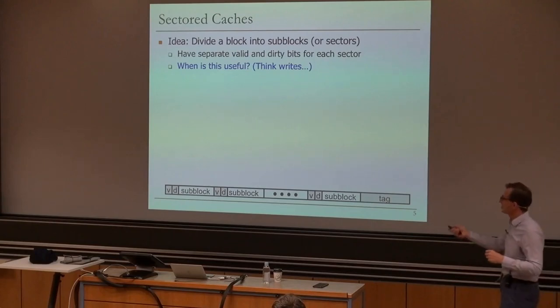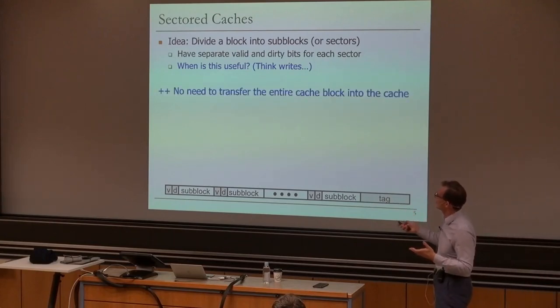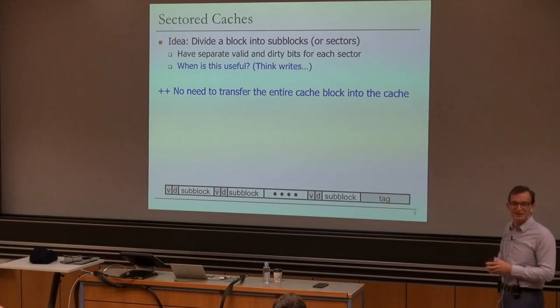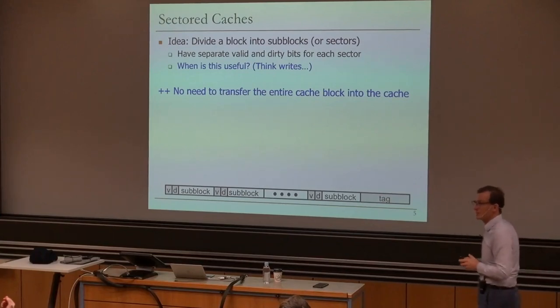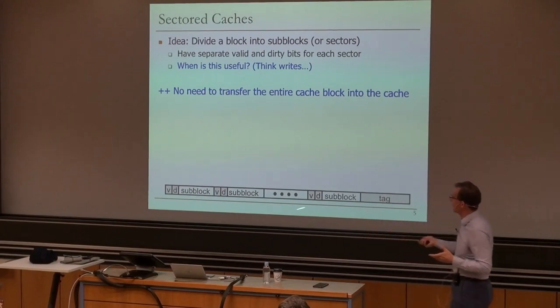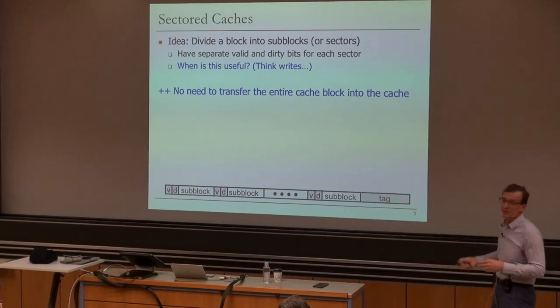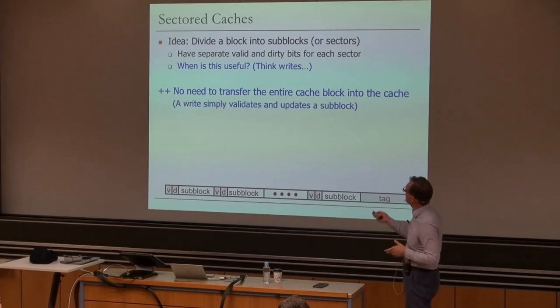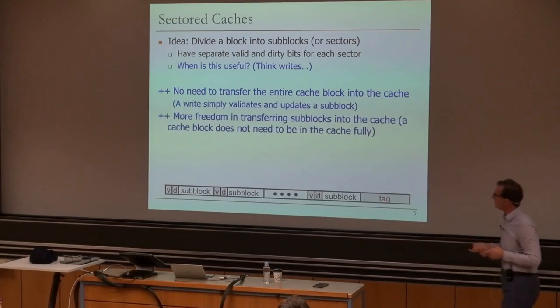This is useful when you're writing, for example. And there's no need to transfer the entire cache block into the cache. You can just write to one sub-block and then maybe another sub-block, and then maybe reconstruct the entire cache block, right? Or even if you don't reconstruct the entire cache block, when this gets evicted, you evict only those sub-blocks that you've written to. Right? That's the idea. So a write simply validates and updates a sub-block.